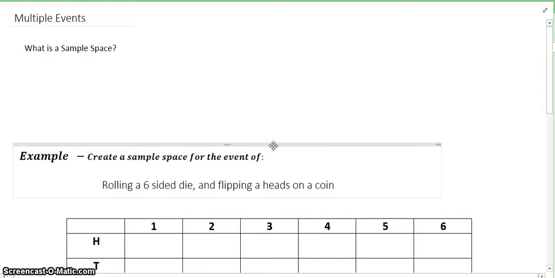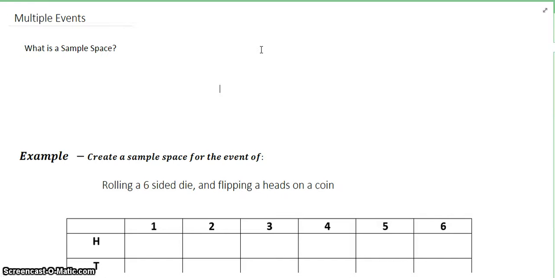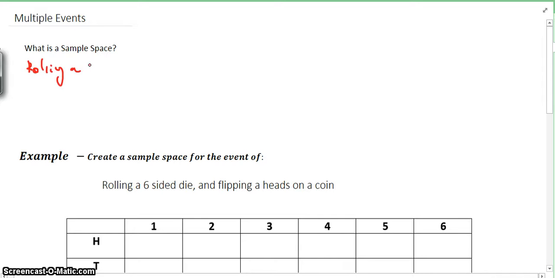So this video is going to be looking at what is a sample space. In a nutshell, a sample space is a list of all possible outcomes you could get when you have a particular event. So if I was going to ask you the sample space for rolling a die, you would tell me the sample space for this particular question is, well, I'm going to use curly brackets, 1, 2, 3, 4, 5, 6. That would be the sample space for rolling a die.